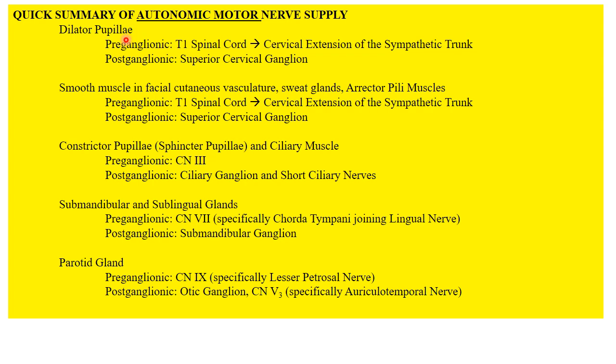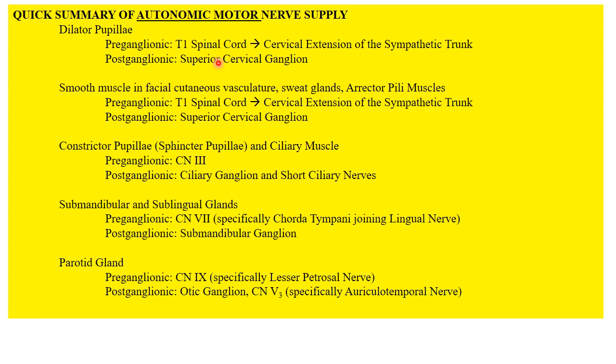Dilator pupillae, well, that's sympathetic. So we're thinking preganglionic, that's T1 spinal cord, the nucleus of Budge, we call it, up the cervical extension of the sympathetic trunk to synapse in the superior cervical ganglion. And then using all sorts of complicated pathways, much of which involves the internal carotid artery, sympathetic axons find their way all over the face and travel into the orbit and ultimately to the dilator pupillae from the superior cervical ganglion.